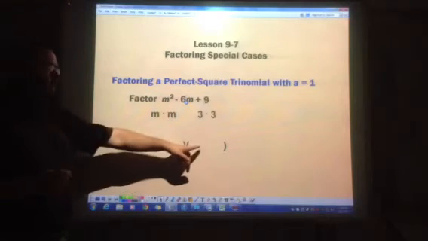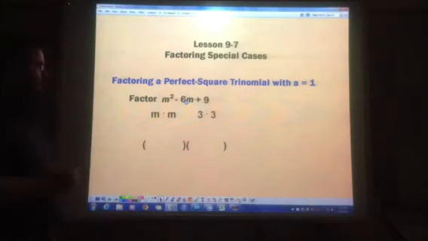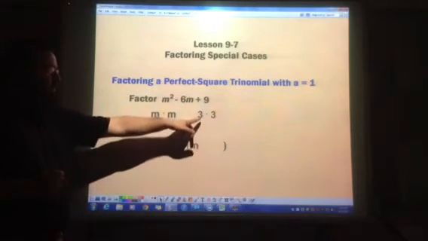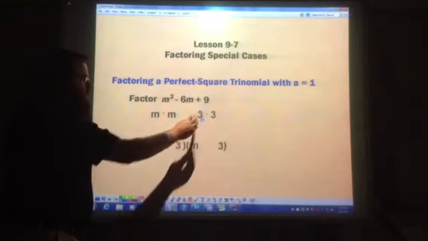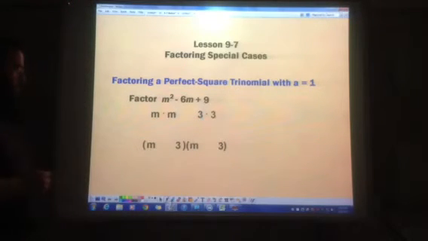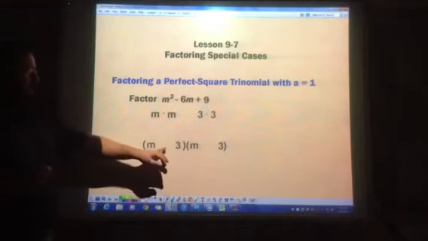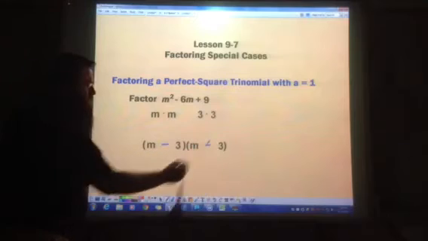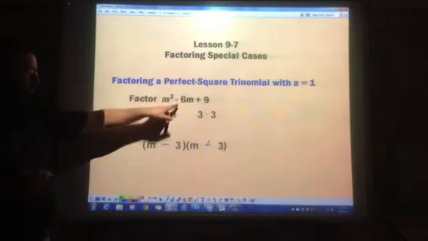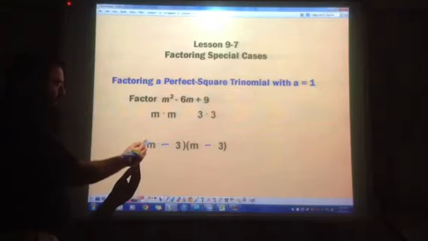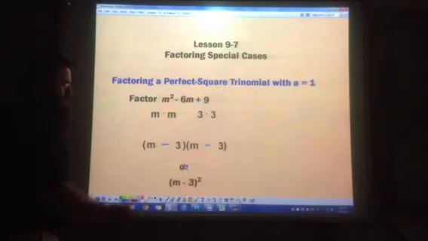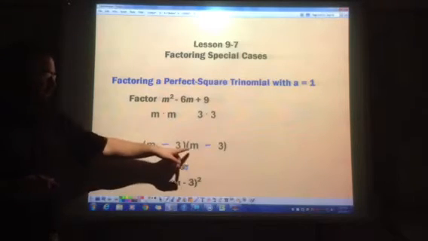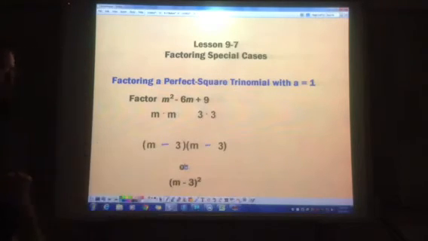So we're going to factor that trinomial into our two binomials. The m and m would be your first two terms. The 3 and 3 will be your second terms. And your signs will have to be both negatives because of your b here. And then whenever you rewrite that, you could simply write that as m minus 3 squared. M minus 3 times m minus 3 gives us m minus 3 squared.